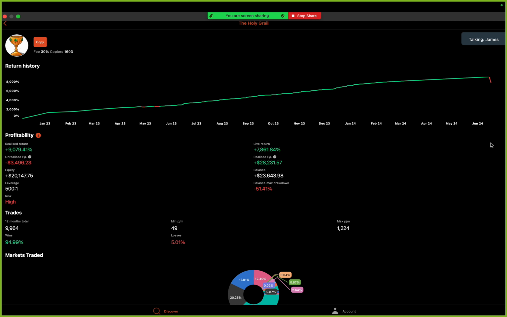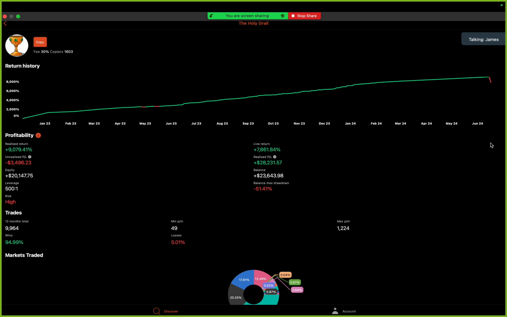Now, what we can see is that the live return is 7,861%. So we can see that the balance is plus $23,643. However, if we go over to the left, we can see that the unrealized profit and loss is minus $3,496. So that means that they are currently running minus $3,496 in drawdown. Now, that does not mean that your account will do that, because your account is going to be a different size. This is specific to their account balance.